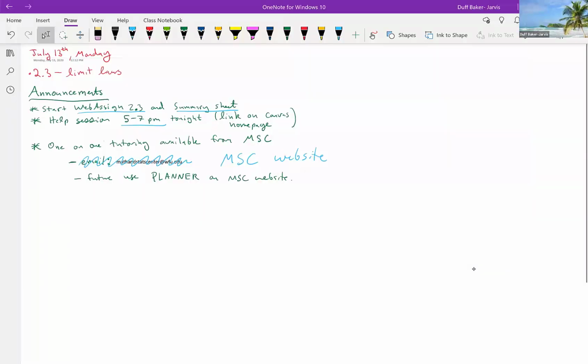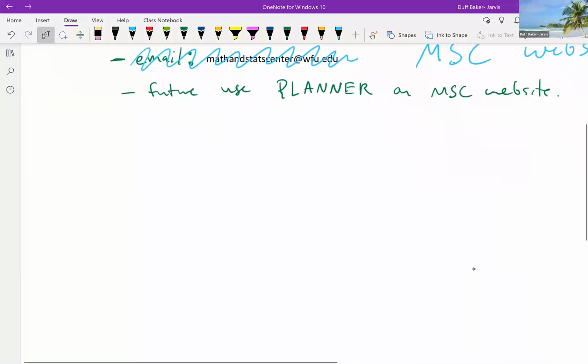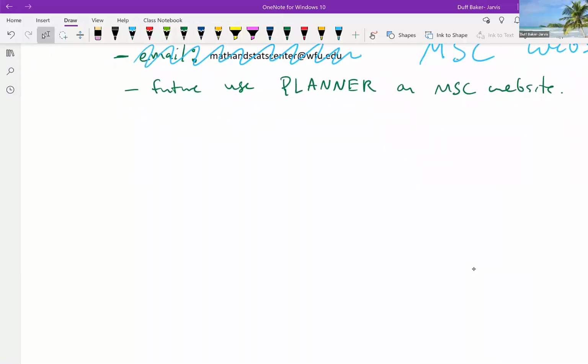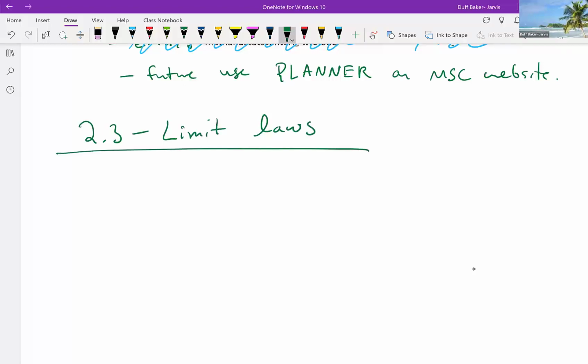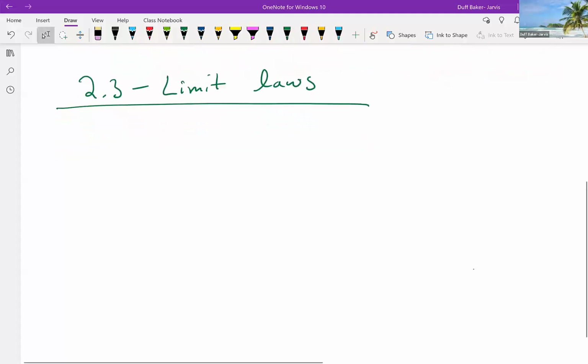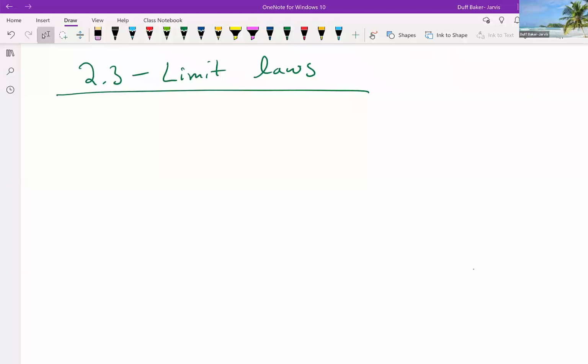Okay, so today we're continuing with our talking about limits. So section 2.3 is, well, the book calls it the limit laws. And yeah, that's kind of the heart of it. But let's briefly remind ourselves.